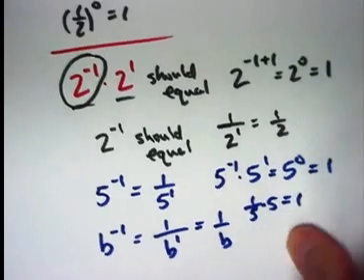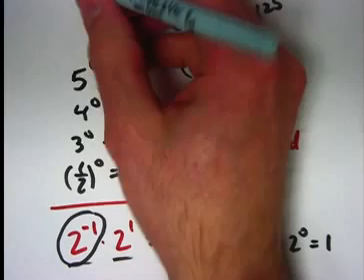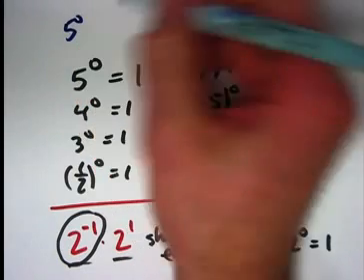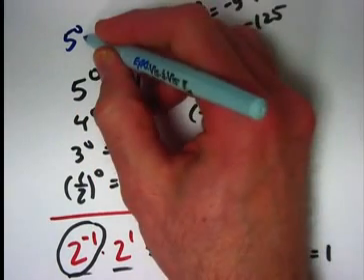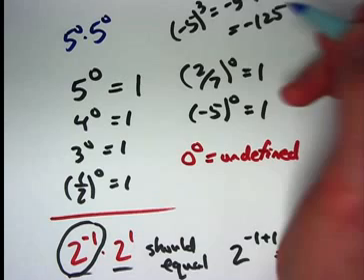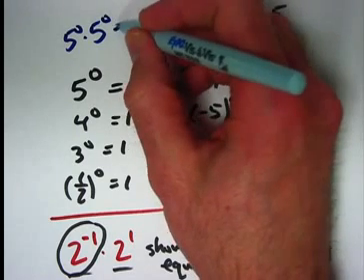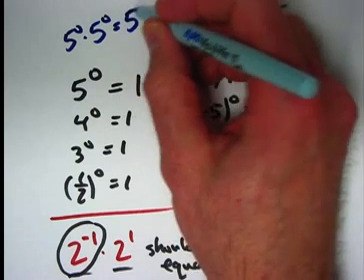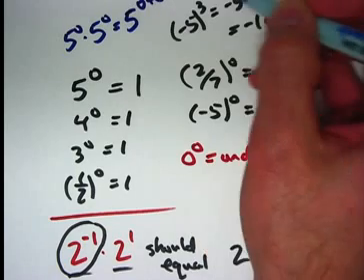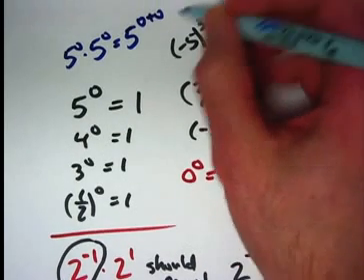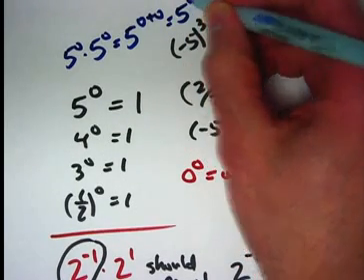Here's another reason why, for example, 5 to the 0 should be 1. 5 to the 0 times 5 to the 0, what should that be? Well, if our properties of exponents are going to be consistent, this should be the same as 5 to the 0 plus 0. Add the exponents. But what's 0 plus 0? It's 0.